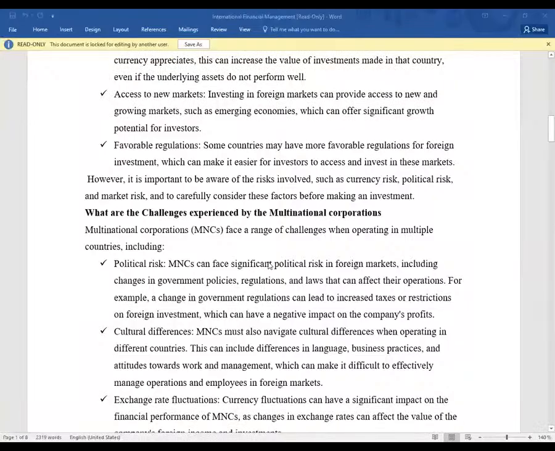What are the challenges experienced by multinational corporations? Political risk. We had so many companies from Kenya which were doing very well in Southern Sudan. All of a sudden, turmoil there. Although we are seeing it getting back to normalcy, in a slow way, there is political risk.